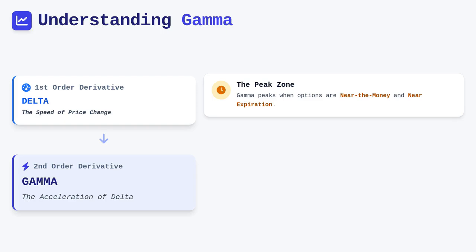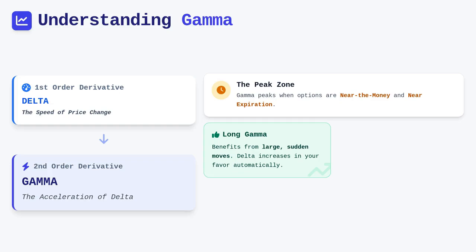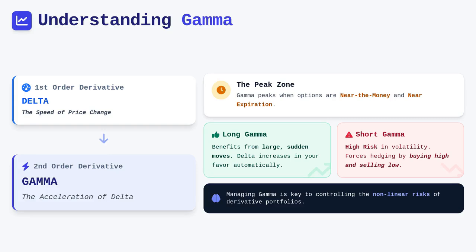Because high gamma indicates that delta is shifting quickly, it forces traders to adjust their hedge ratios more frequently to remain delta neutral. If you have a long gamma position, you naturally benefit from large, sudden moves in the underlying asset because your delta keeps increasing in your favor. Conversely, short gamma positions are inherently risky in volatile markets, as the rapid delta changes force a trader to buy high and sell low when attempting to maintain a hedge. Understanding the interplay between these two metrics allows for a deeper appreciation of the nonlinear risks inherent in derivative portfolios.